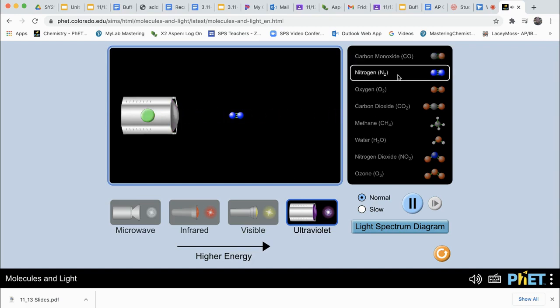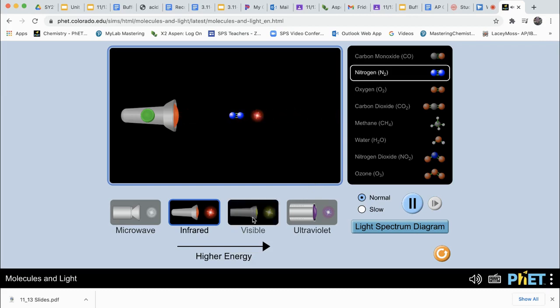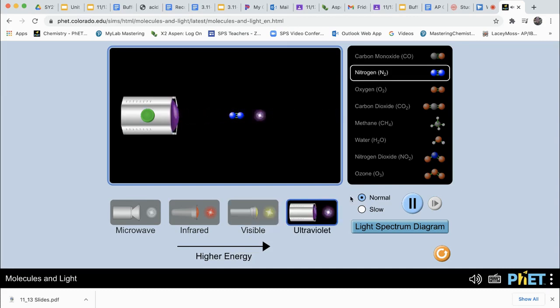Okay, so let's go and do the same tests with nitrogen. Let's shoot some microwaves at it. Nothing. Let's try some infrared. Nothing again. Visible light. Nada. Ultraviolet, UV. Still nothing. So for nitrogen, nitrogen doesn't absorb any of these types of radiation.